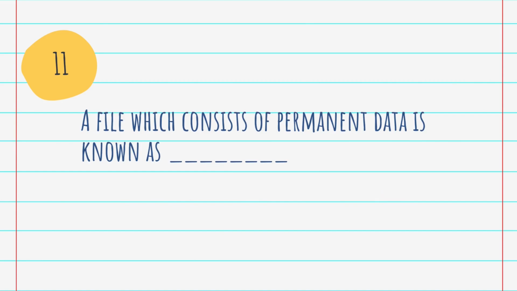Question number 11. A file which consists of permanent data is known as. Answer is master file.